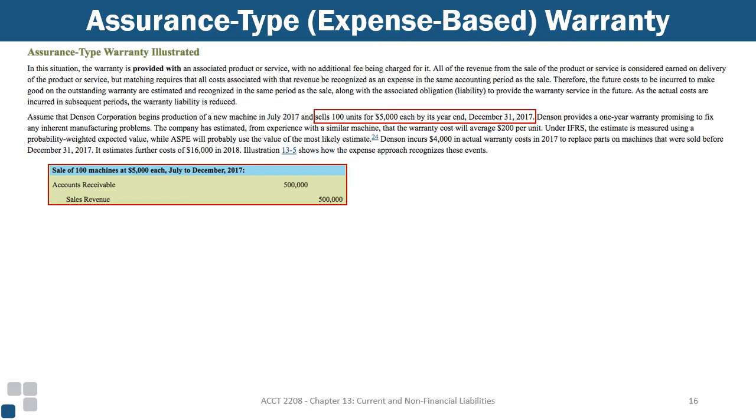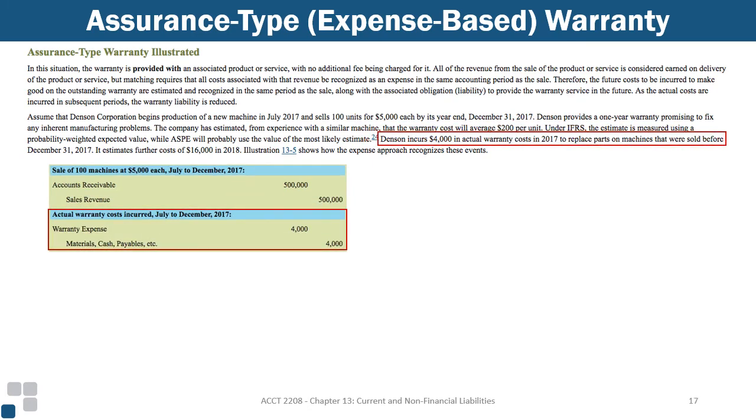So now we'll look at an assurance type, a standard warranty. You can read the details around the situation, right? The warranty is provided with the product or service. There's no fee. All the revenue is considered earned on delivery, right? And we're going to estimate some warranty costs. So Denison begins production of a product, and they basically sell 100 units for $5,000 each by its year end, right? December 31st. So to sell 100 machines at $5,000, you have to record that transaction. So we'll say it all happens on one day. We're going to debit accounts receivable, credit sales revenue for $500,000, which is 5,000 times 100 units.